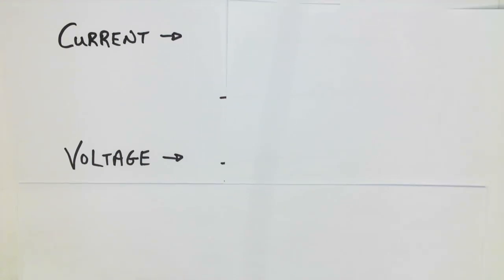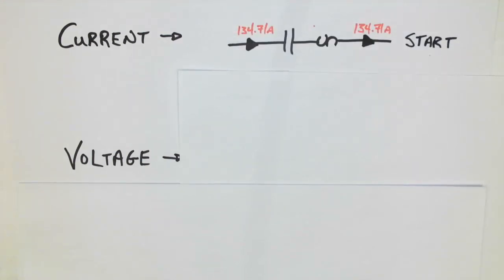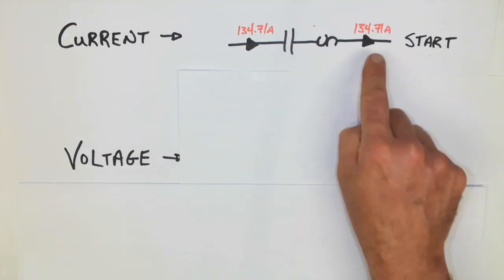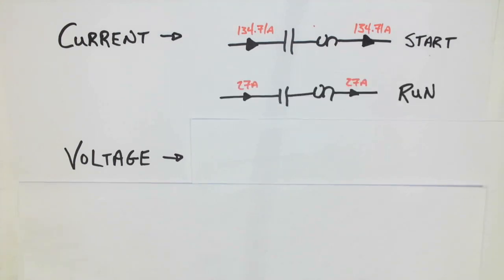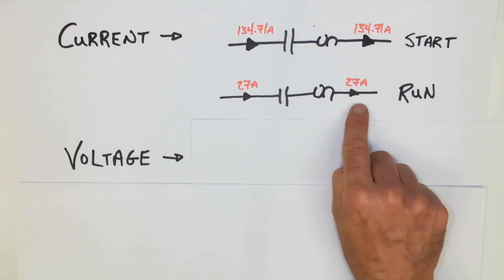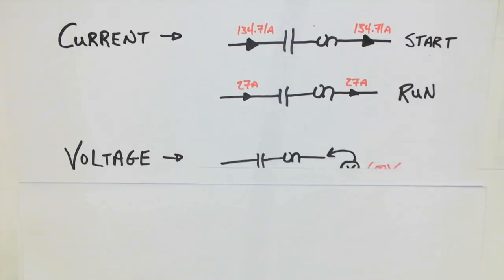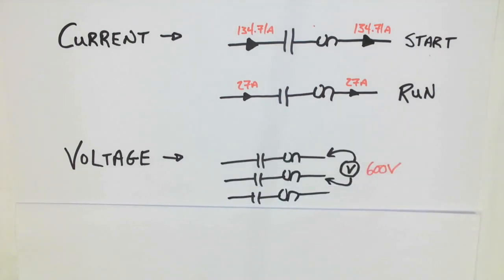So for the current, we're looking at start, same value of current on both the line and the load side of the starter. And even when we're discussing the run, well, 27 amps and 27 amps would be present on the line and load side of the starter. So it'd be identical. The voltage for this particular motor would be 600 volts. It's a 600 volt system, so the line value voltage would be 600 volts between T1, T2, or T2, T3, so on and so forth.